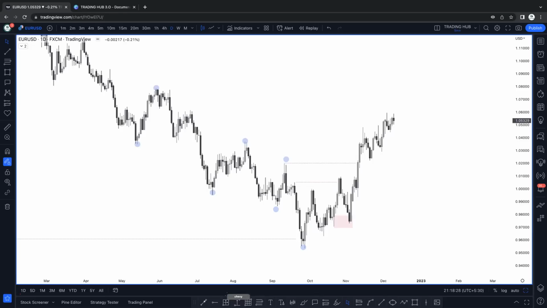After the IDM is taken, if the OB gets swept, may I consider the OB invalid? After taking out the inducement, you can buy or sell. If the OB is already mitigated, then we can't use it for the next attempt.